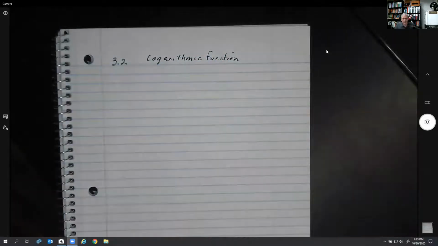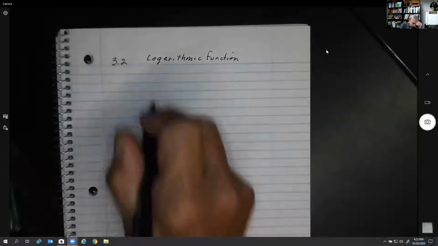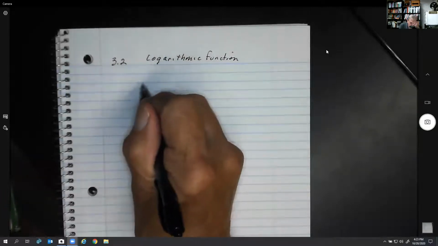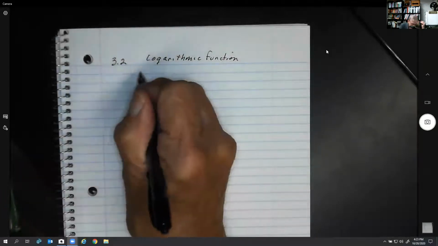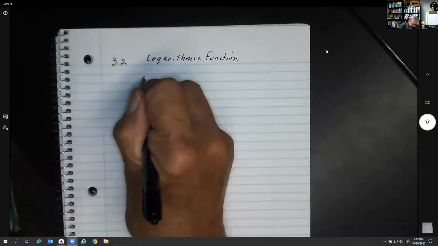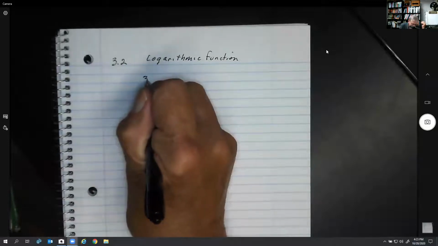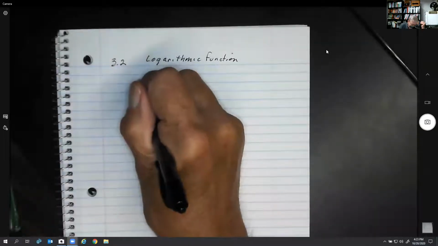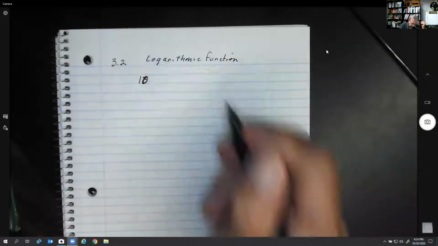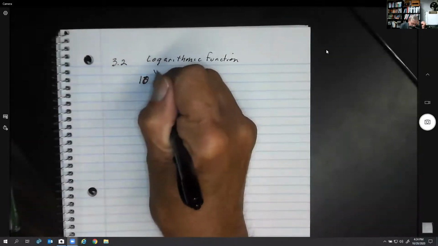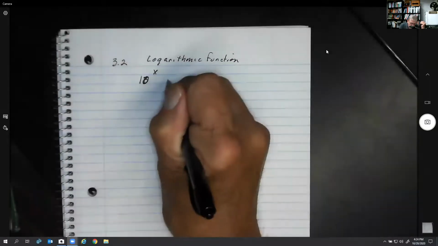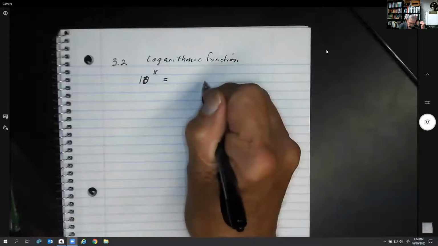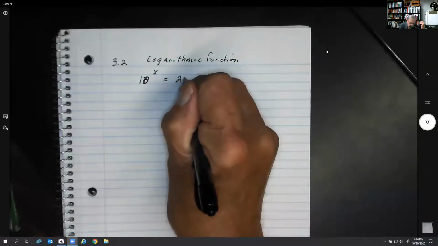So I don't want to go into a lot of detail about logs, but I want to explain something about them. Okay. Suppose you had a number 3, and you wanted to raise it to some power. You don't know what power it is. Let's take it 10. Let me change it to 10. And I want to raise it to some power. And I want the solution to be 225.